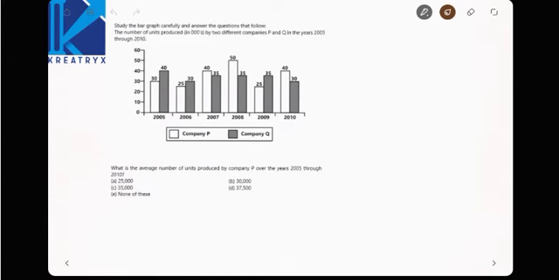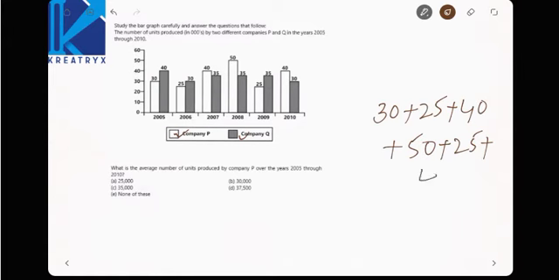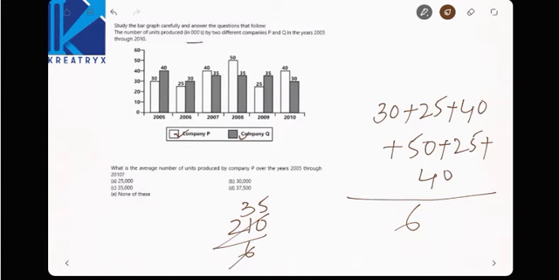Now what are the units produced by P in 2010? White mark is P and dark mark is Q. Now see here, 30 in 2005, 25 in 2006, 40 in 2007, 50 in 2008, 25 in 2009, 40 in 2010. Average means how many years are there? 6, right? Add the numerator values. What do we get? 210. 210 by 6 is nothing but 35. Since the units are given in thousands, 35,000 must be your answer, right?